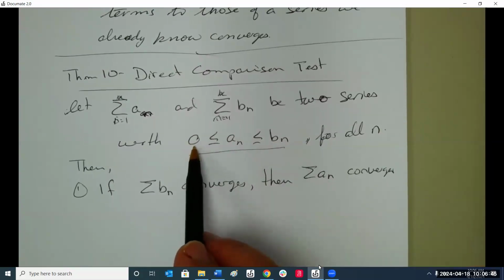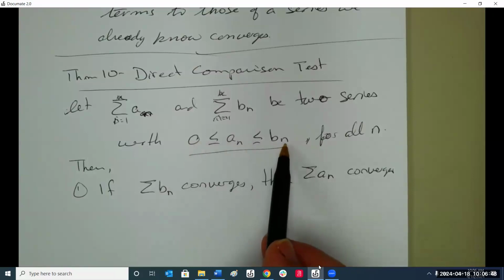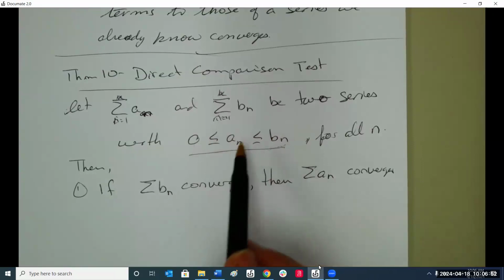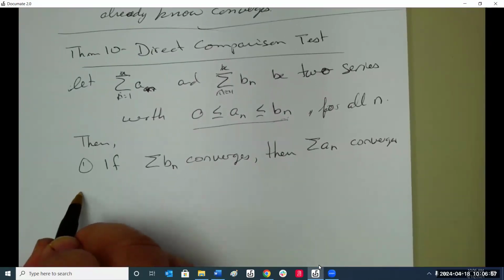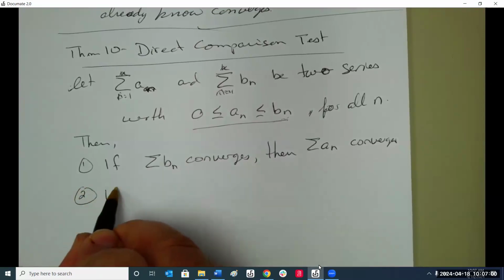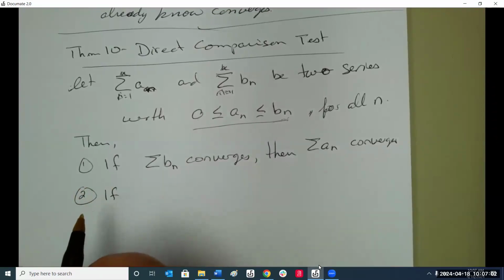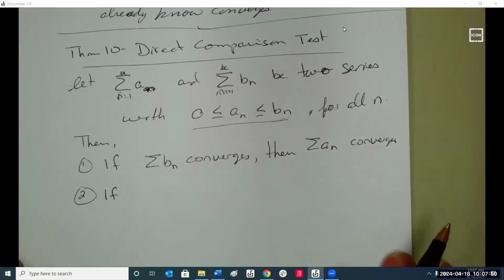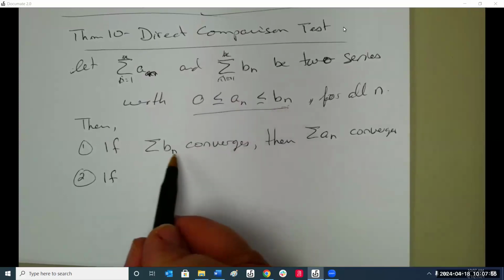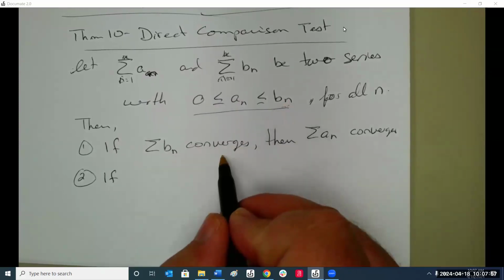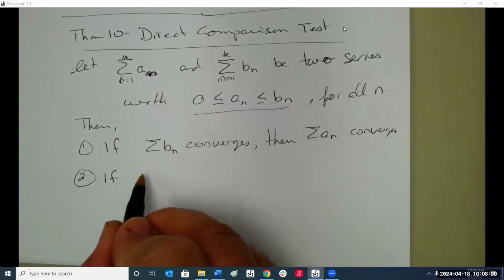They're positive series, so they're greater than 0. And if B sub n converges, it means it's finite. It's got a value. Then A sub n is bounded, so therefore it also converges. I think we already did this one last time. So if the series B sub n converges, that means A sub n has to converge.